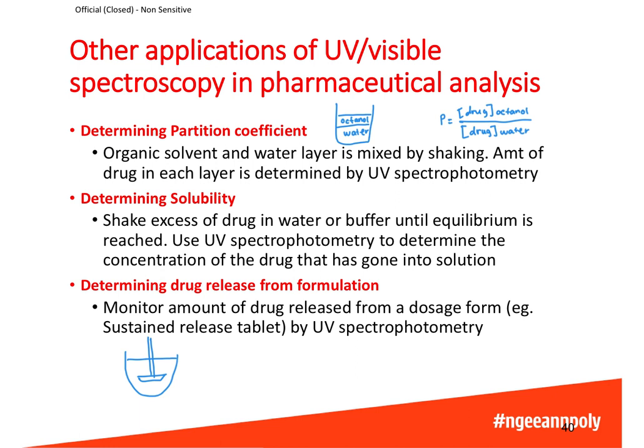Let's say we have a tablet, for example, a sustained release tablet, and we want to monitor how much of the drug is released over time. We would put the tablet into a dissolution apparatus. Then at certain intervals of time, we would draw out some of this solution to check how much drug there is in the solution. To check the amount of drug release, we can use UV spectrophotometry to check the concentration of the solution.